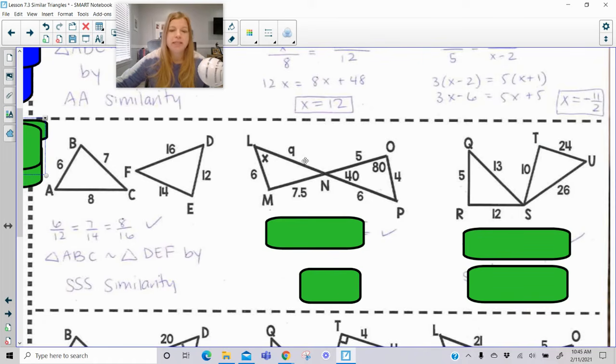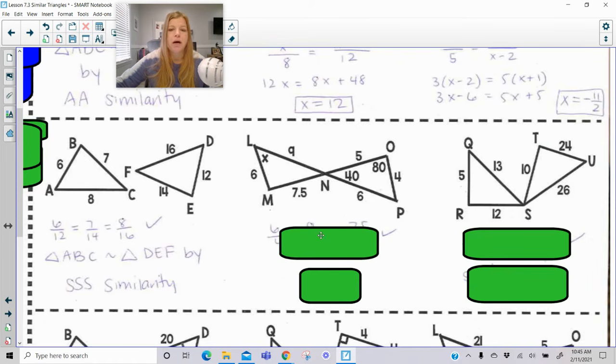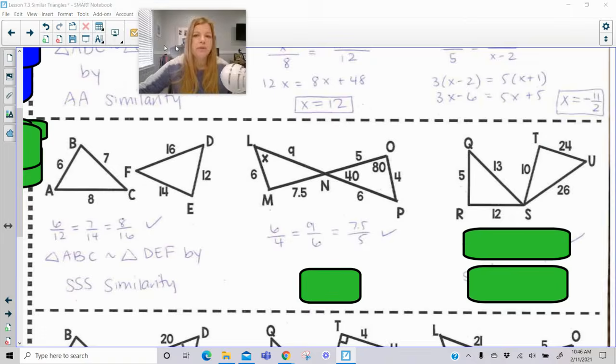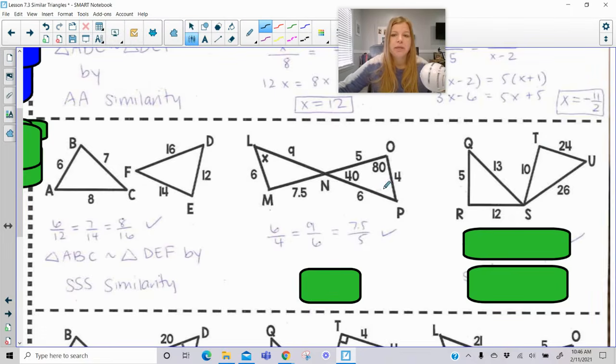Here, if I was checking to see, are these sides proportional to each other? Well, 6 would correspond with 4, 7.5 would correspond with 5, and 9 would correspond with 6. Those all definitely check out. They all become 3/2. And so if this is x, I know that the angle measure here is also going to be x. That's what we would solve for.